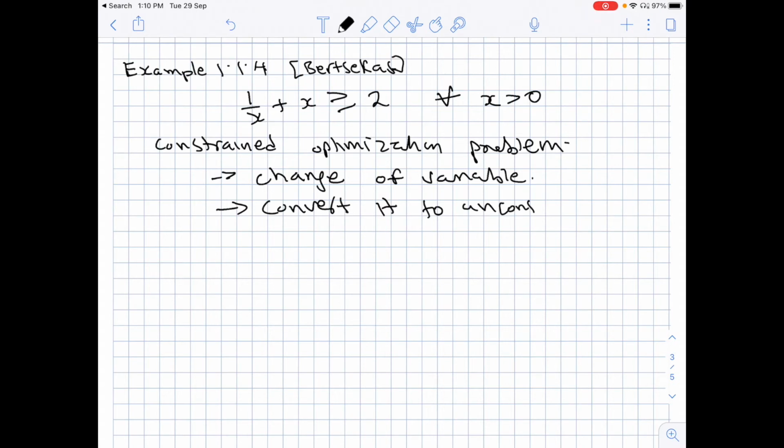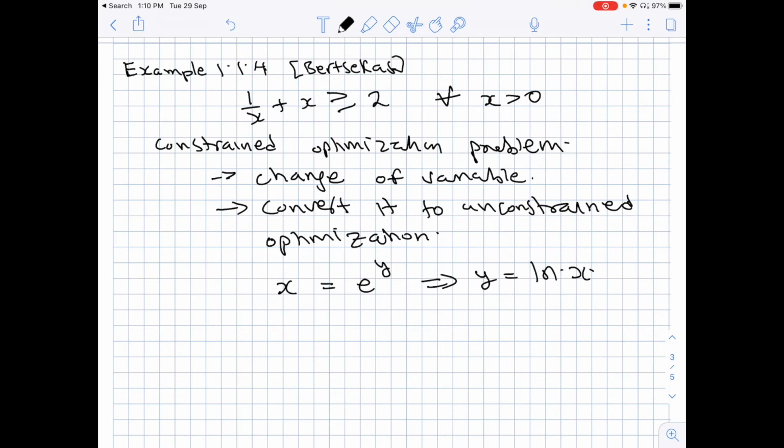So can you think what is the change of variable that I should be doing in this particular case? Any guesses? All right. So in this particular case, I am going to say that x is equal to e to the power y. Why? In other words, what I am saying is y is equal to natural logarithm of x. So basically for every x greater than 0, x has to be greater than 0.